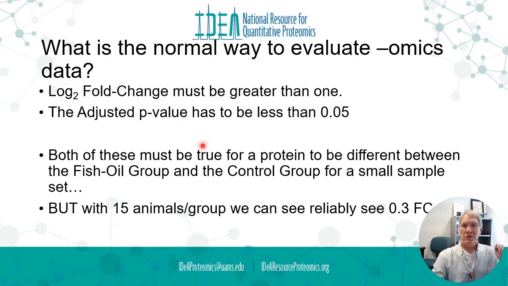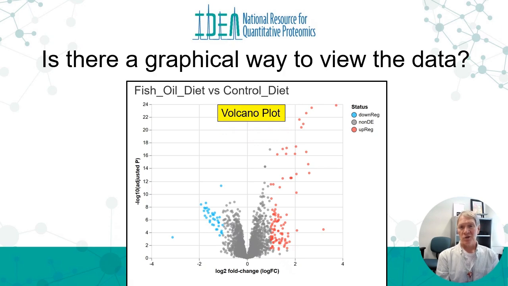we're going to want to be much more stringent and stay to this. But because we had 15 animals per group, I can do some side calculations and find out that I can actually reliably see down to 0.3 fold change instead of a full change of 1. So this is what's called a volcano plot. This is the graphical way to view the data.